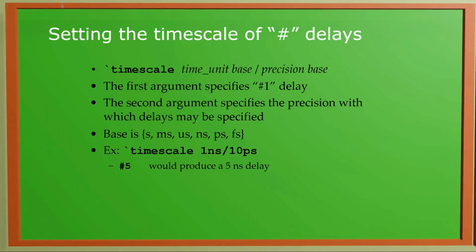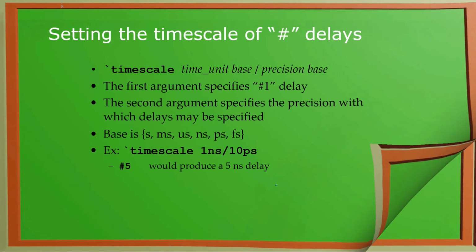So we can set a time scale with the hash tag. The time scale syntax is like this: timescale followed by time unit divided by precision base. So this is another example of time scale. We have 1 nanosecond by 10 picosecond. So if I write hash 5 after this, it will produce a 5 nanosecond delay, and the rounding off will give the nearest picosecond value.